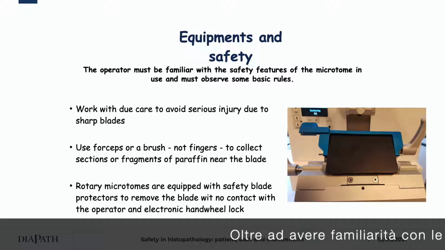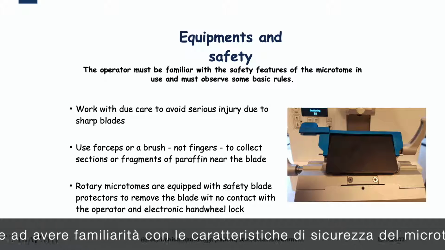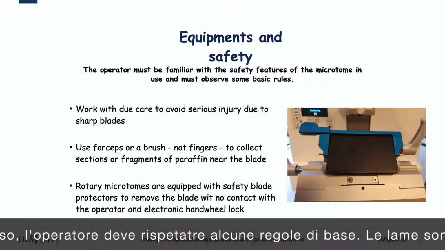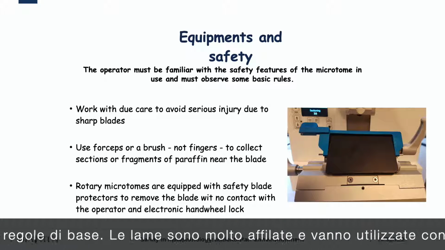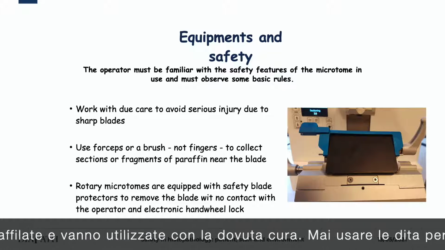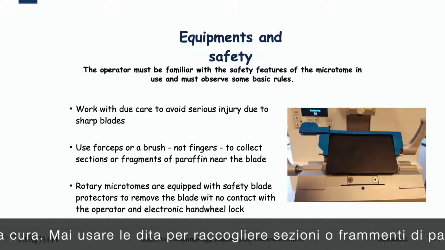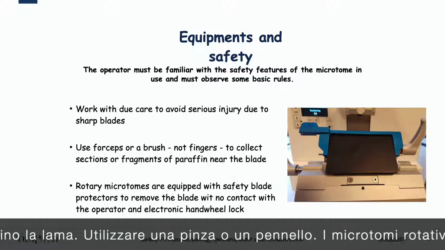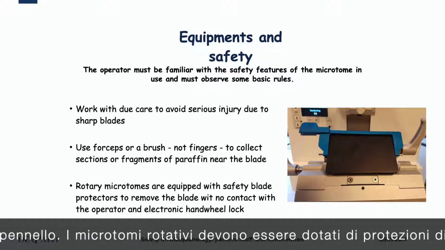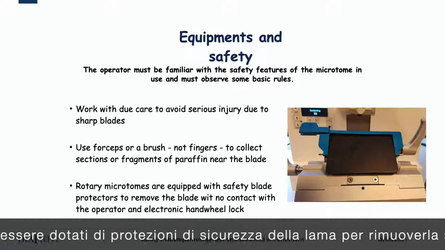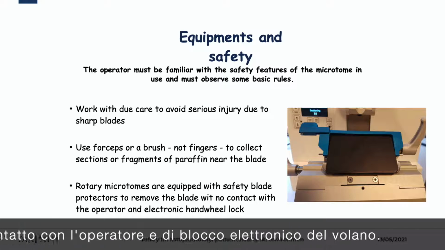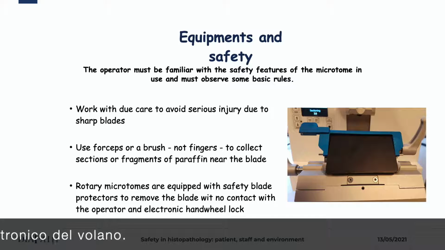Besides familiarity with the safety features of the microtome in use, the operator must observe some basic precautions. The blades are very sharp and should be used with due care. Never use fingers to pick up sections or fragments of paraffin in proximity of the blade. Use forceps or a paintbrush instead. Rotary microtomes should be equipped with blade safety protections to remove the blade without contact with the operator and with an electronic flywheel lock.